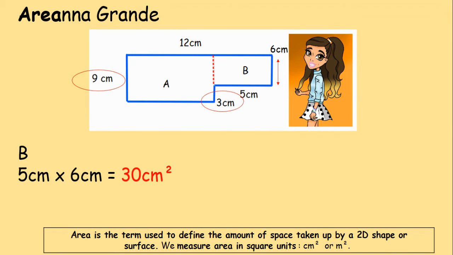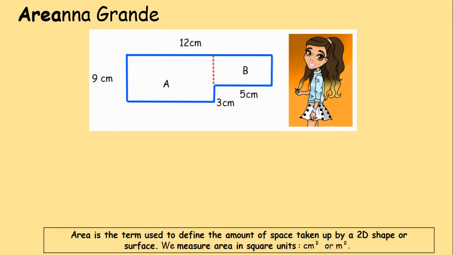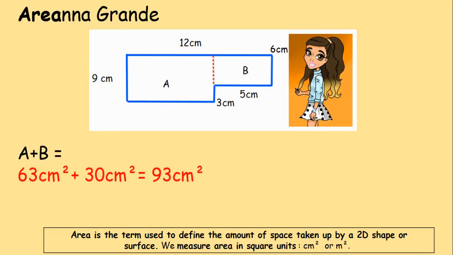I can now work out the area of shape B. 5 centimeters multiplied by 6 centimeters gives me 30 centimeters squared. I need to add the area of both shapes. 63 centimeters squared, add 30 centimeters squared, gives me 93 centimeters squared.